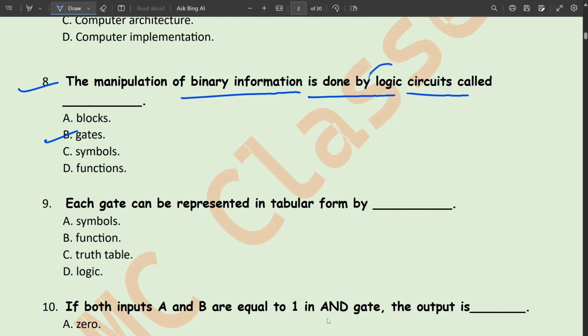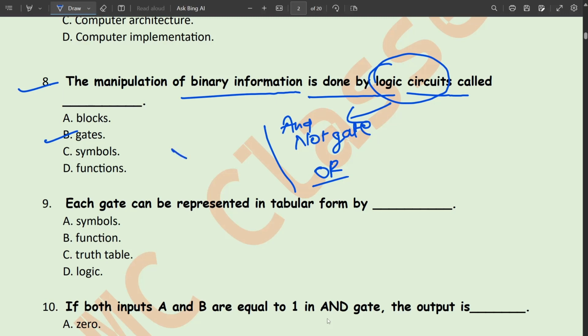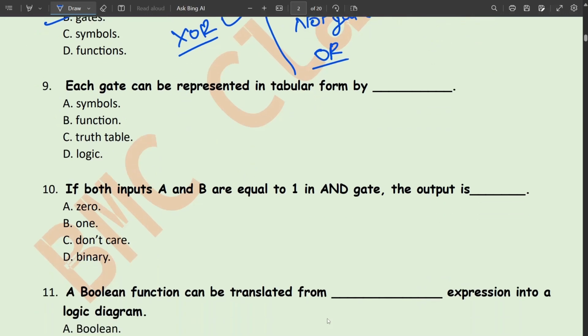Logic circuits are called gates, just like AND gate, NOT gate, OR gate, XOR gate. So these are types of logic circuits. Next, each gate can be represented in tabular form. The answer will be truth table. With the help of a truth table, we can represent gates in tabular form.